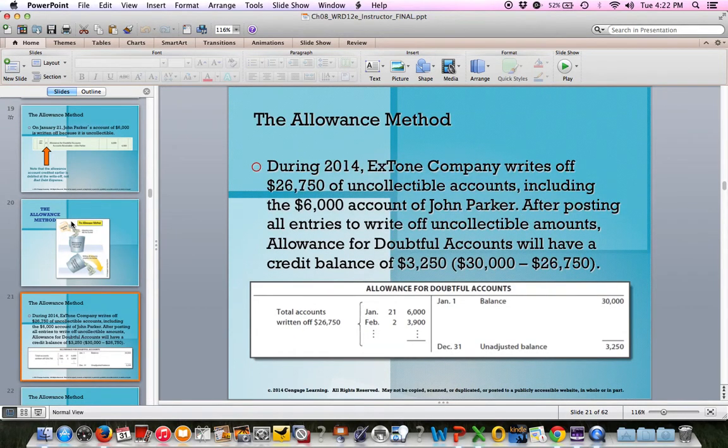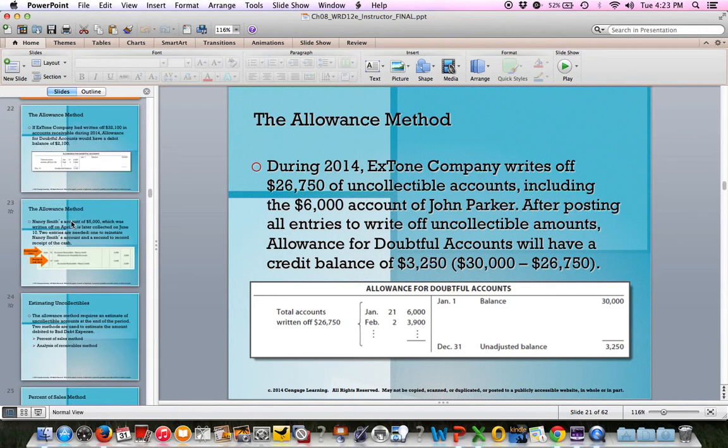So to continue with the X-Tone Company, it says during 14 they write off $26,750 of uncollectible accounts, including the $6,000 that belonged to John Parker, the one we just looked at. And it says after posting all entries to write off uncollectible accounts, allowance for doubtful accounts will have a credit balance of $3,250 because we had the original balance of $30,000. Then we had the debits, which were the actual write-offs for $26,750, with a leftover amount of $3,250.